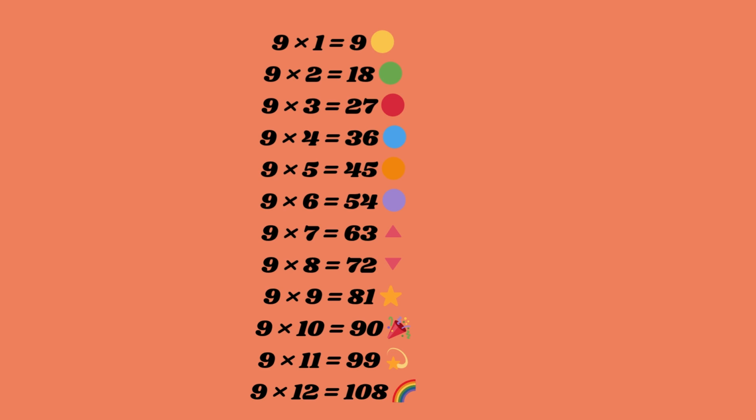9 times 6 equals 54. 9 times 7 equals 63. 9 times 8 equals 72. 9 times 9 equals 81.